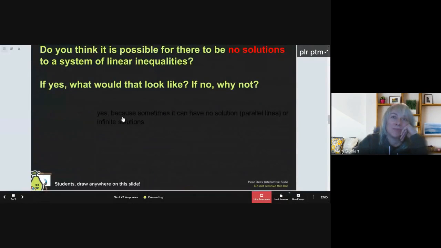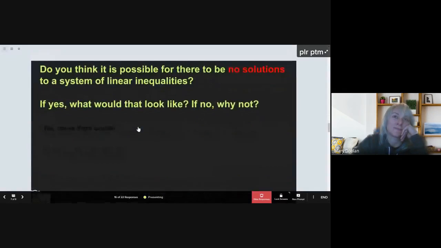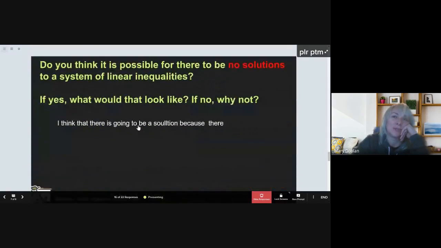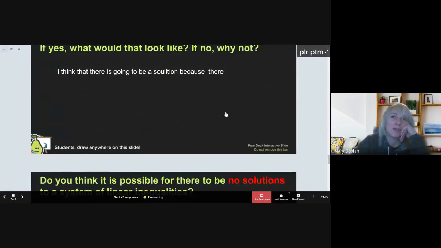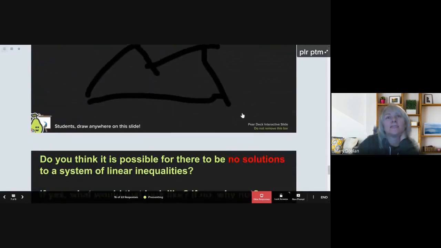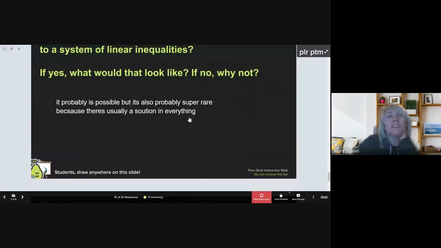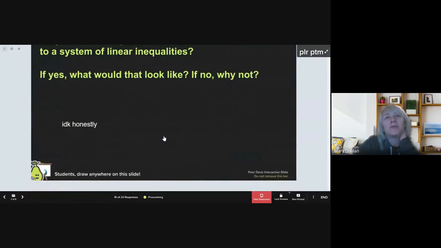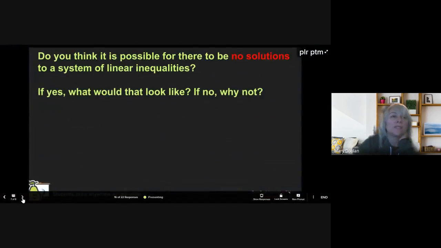Let's see. Yes, because sometimes it can have no solution. Parallel lines. Yeah. Or infinite solutions. Yes, because there's a dot. I'm not sure, to be honest. Okay. I think that there's going to be a solution because that's a picture of something. It is probably possible, but it's also probably super rare because there's usually a solution in everything. I like that answer. Yes, because there's always possible. I don't know, honestly. All right, so you guys gave me some honest stuff here.